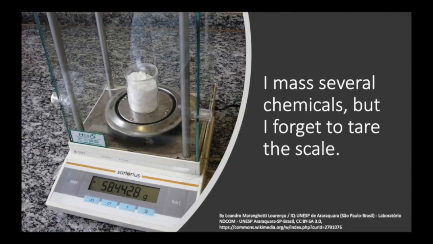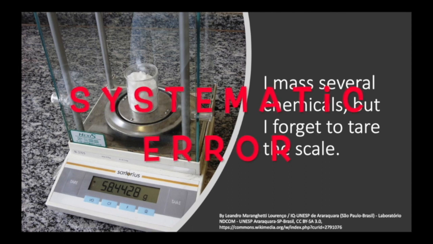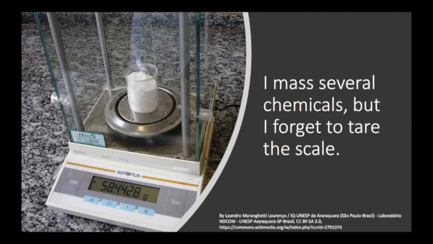Okay, last one. I mass several samples of chemicals, but I forget to tare the scale. Now, mass, in everyday speech, we'd call that weighing, but since we're looking for the mass, that's what we call it in chemistry. And taring a scale basically means setting it to 0. So, if I forget to tare the scale, then I am likely to get systematic error because all of my measurements are going to be skewed in the same direction. What direction it is depends on what the reading of the scale was before I started putting stuff on it.